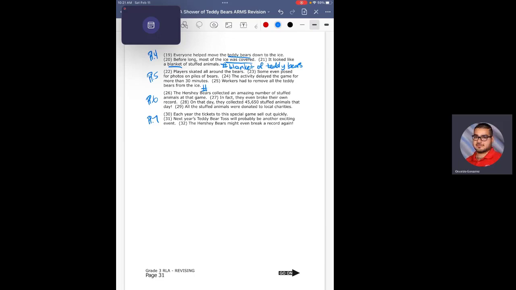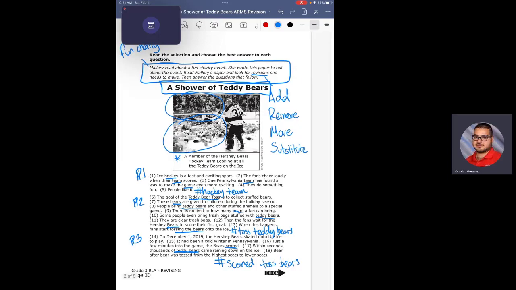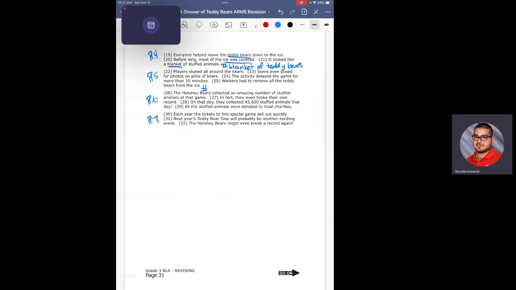So if we go back, paragraph 1 was about a hockey team, and this hockey team has an event that tosses teddy bears onto the ice, into the ice rink. And then paragraph 3, when they score, is when they toss the bears. And when this team and these fans, once the bears are tossed, they cover the ice with teddy bears, a blanket of teddy bears. Paragraph 5 says, players skate around the bears.